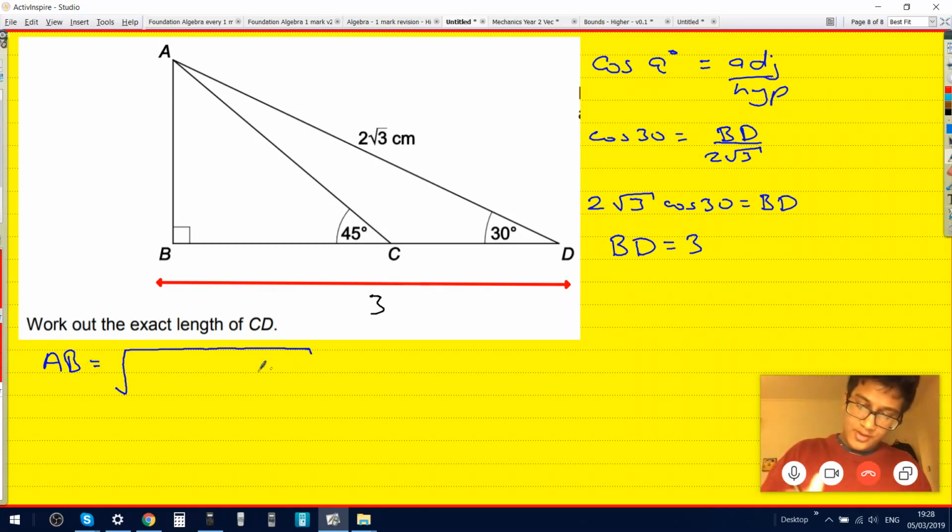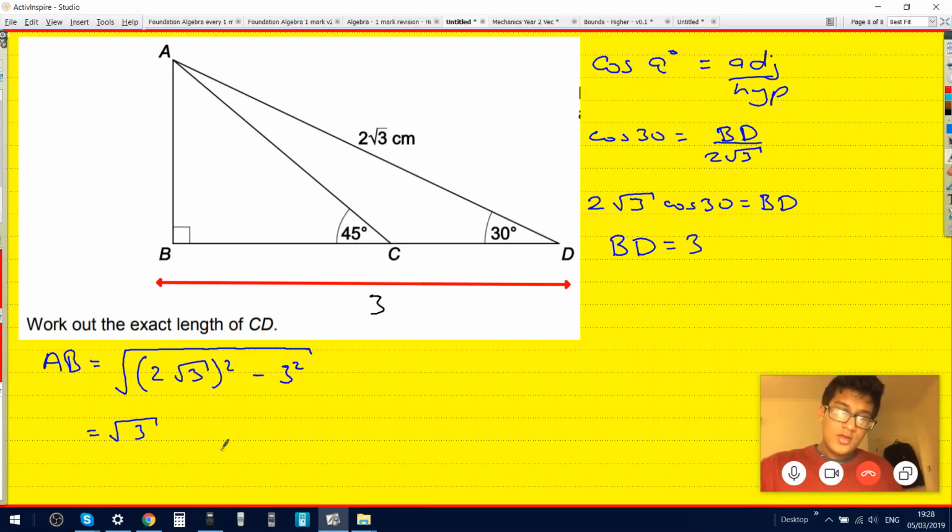Gives you root 3. You know that AB is root 3. So then you can find out BC, because you have the angle on the side, and you have adjacent and opposite, so you use tan. So tan 45 equals BC times AB. This is non-calculator, so I should know these things.